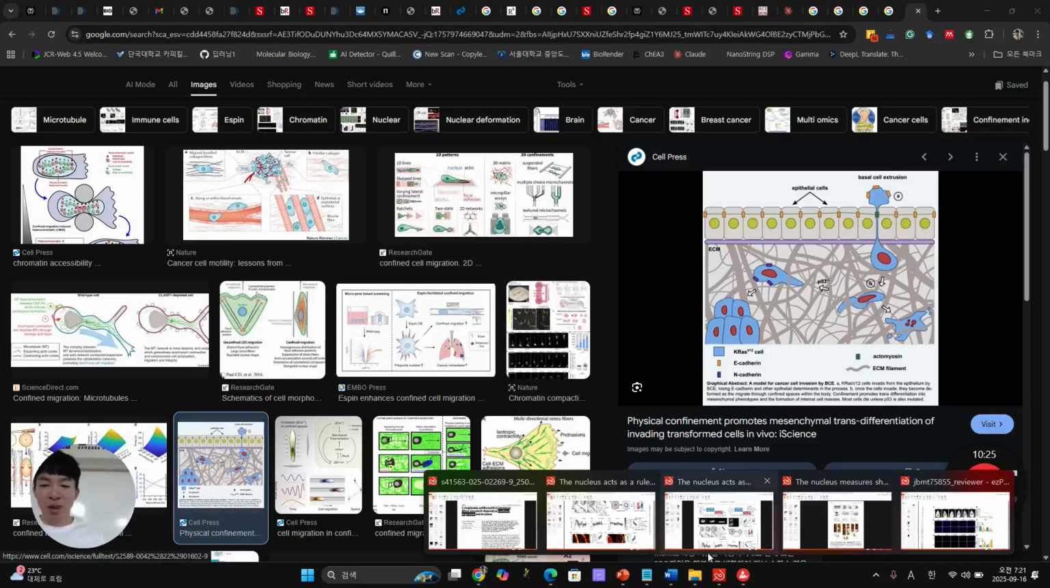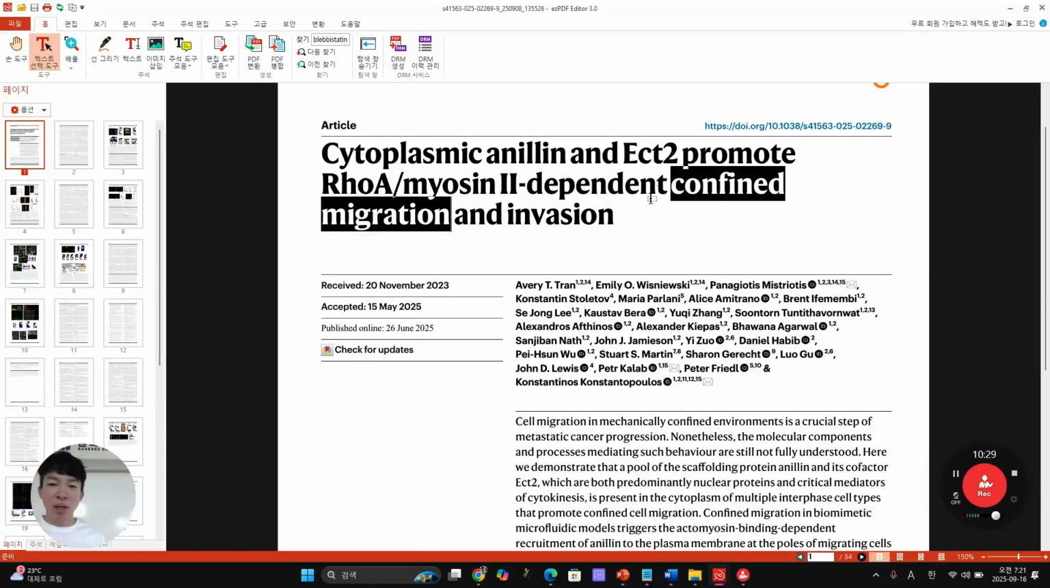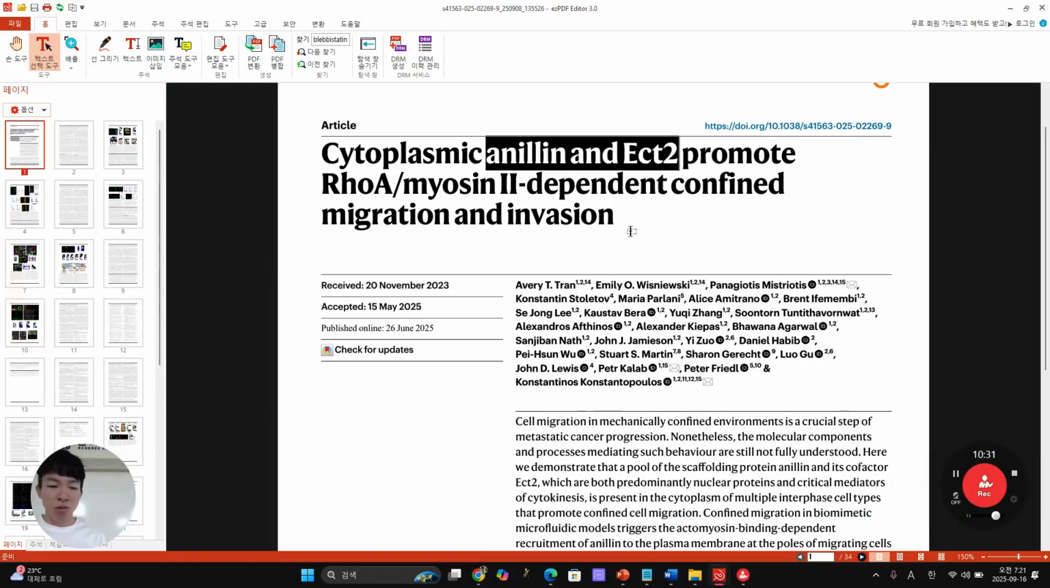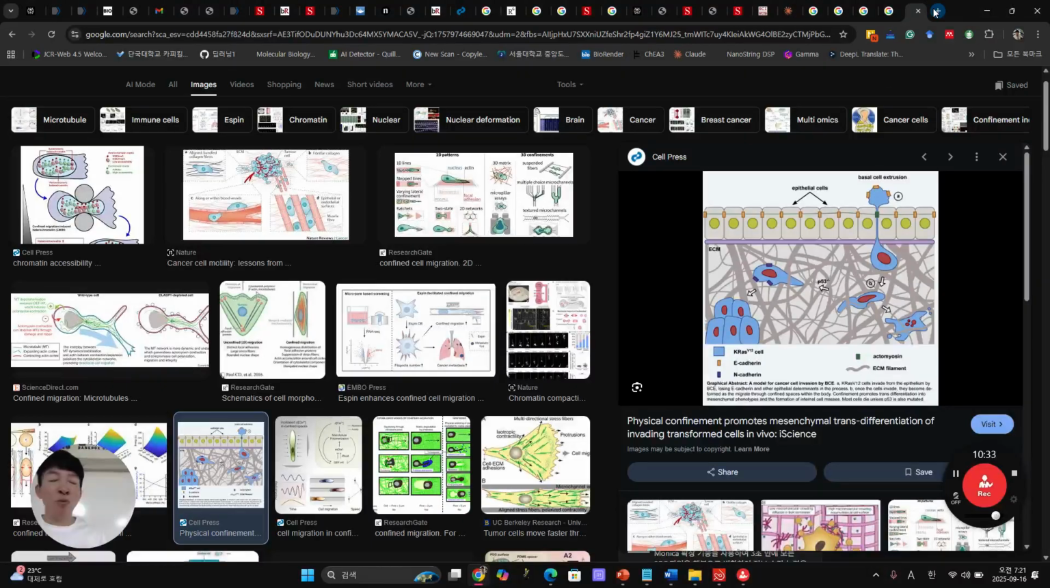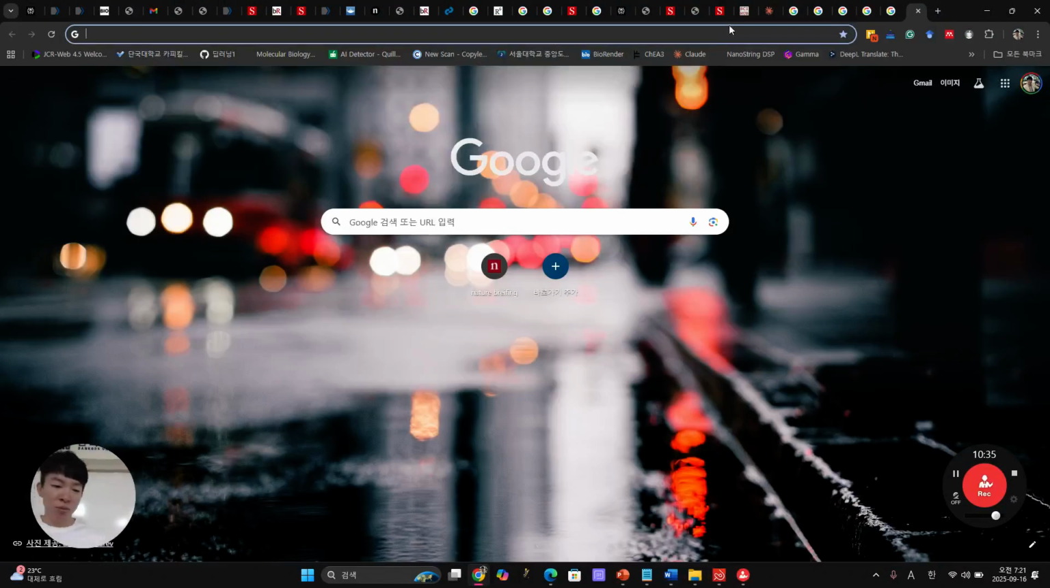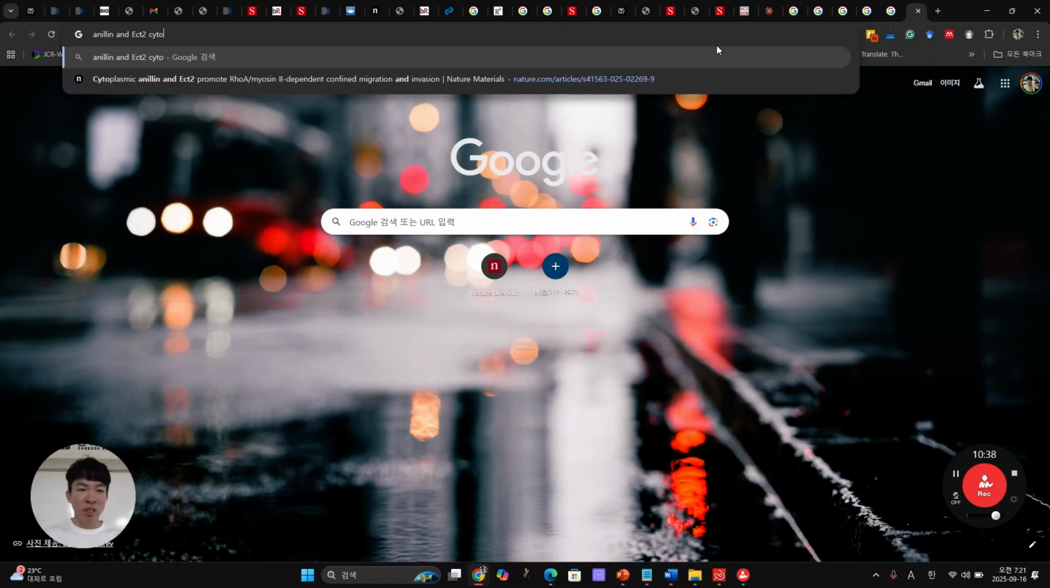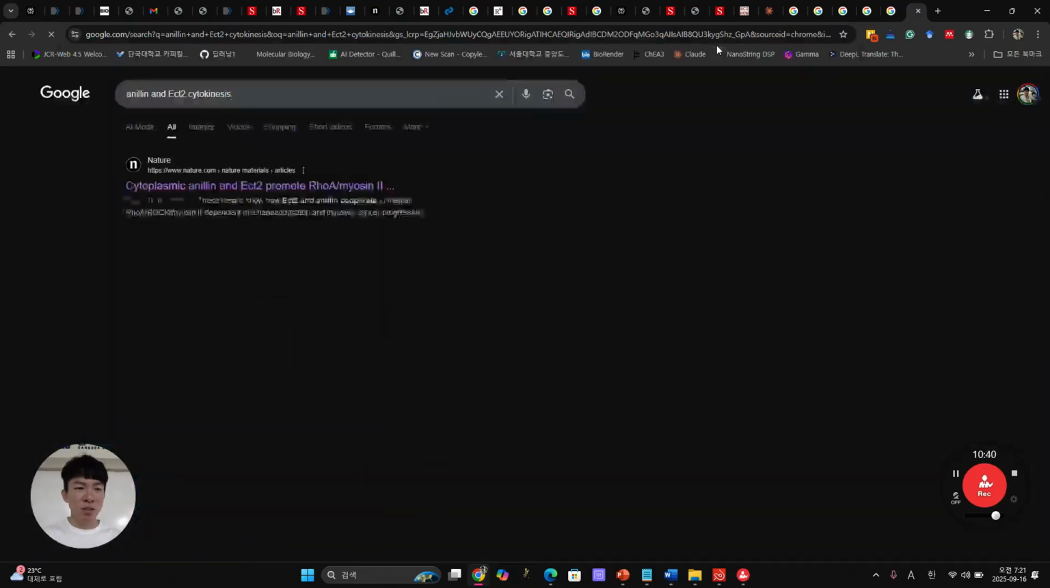Okay. And then from the many pathways, they are focusing on this anillin and Act2. So anillin and Act2, even for me, I never heard of it before. So I know Act2 is a cytokinase. This one?